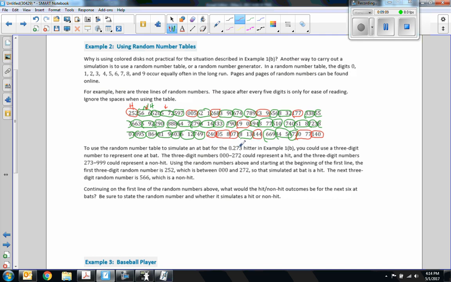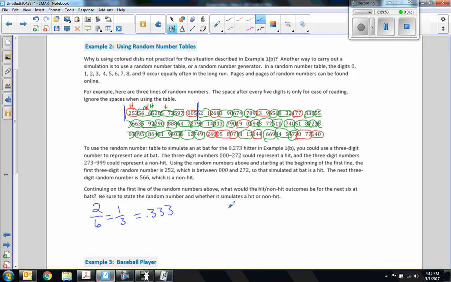Okay. So, to use the random number table, simulate 6 at-bats for the 273 hitter, as in the example, using the 3-digit numbers. So we continue on the first line of the random numbers above, and it says, what would the hit, non-hit outcomes be for the next 6 at-bats? Be sure to state the random number, whether it simulates hits or not hits. So we only needed to do 6, but I wanted to explain the process to you fully. So here's 1, 2, 3, 4, 5, 6 at-bats, it stops right here. There are 6 at-bats, and it was 2 out of 6, or 1 out of 3, which equals a .333 batting average.